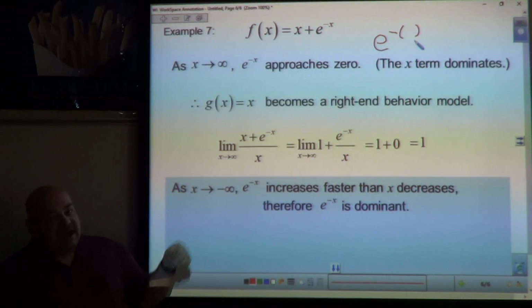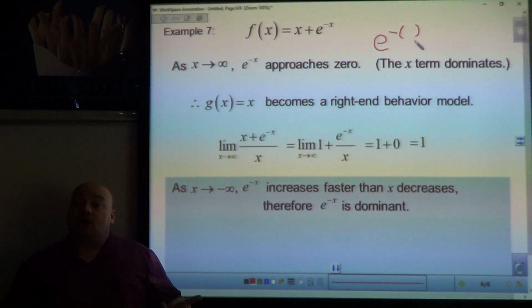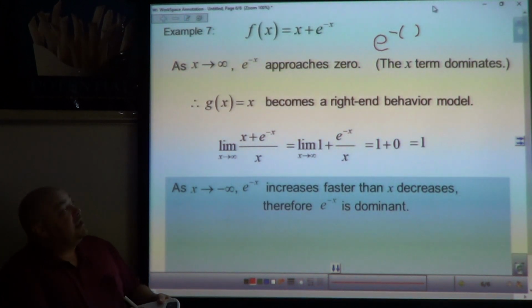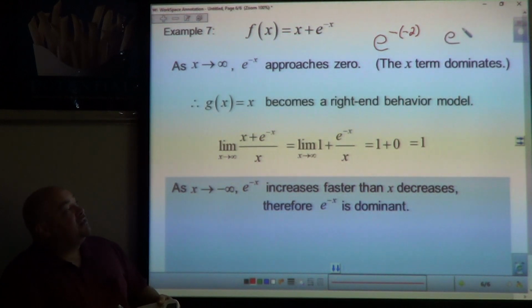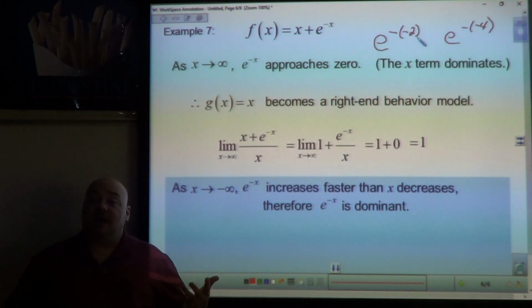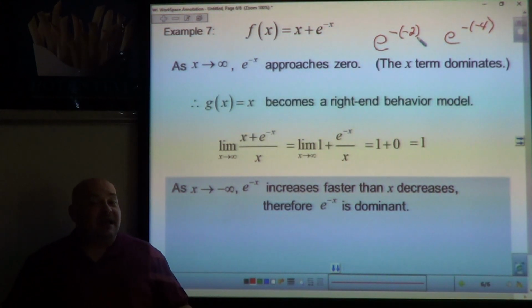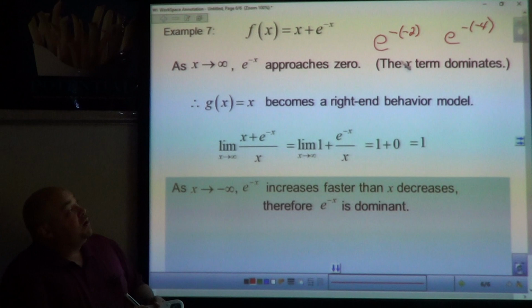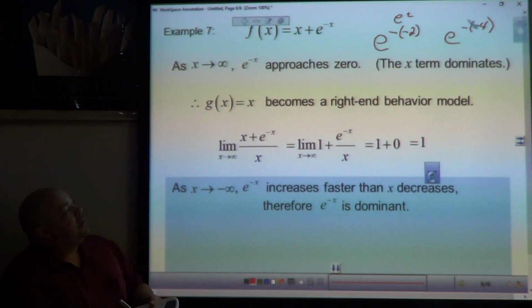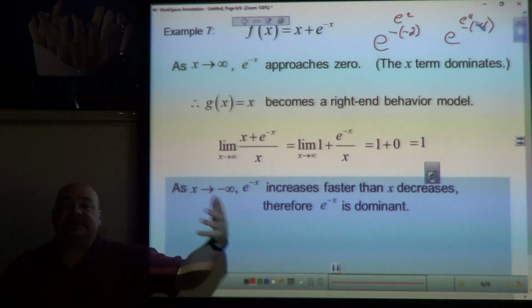But what happens as we go to negative infinity? Our x values are all going to be negative. So we actually are putting in here negative numbers. So we've got negative 2, and then e to the negative 4, where this negative is this one, and then this negative is coming with the fact that the x values are negative. And what's a negative times a negative? Gives us a positive. So we end up with e squared and e to the 4th, and e to the 6th, and e to the 8th.